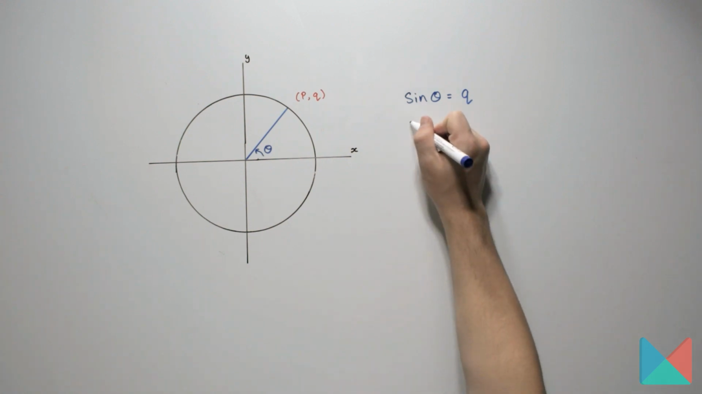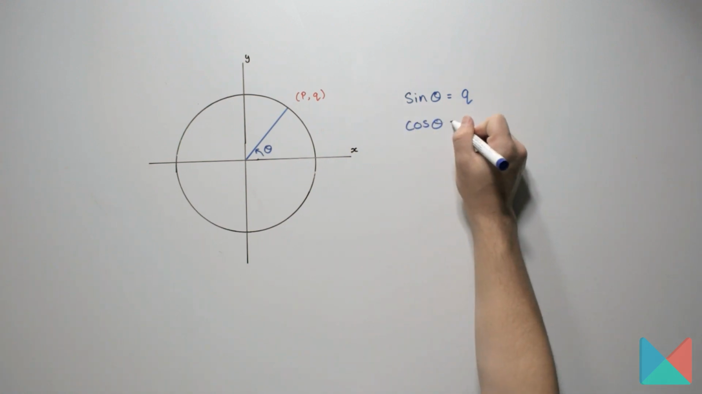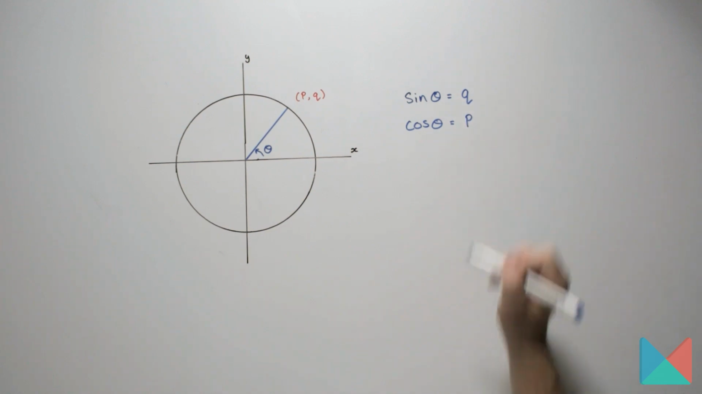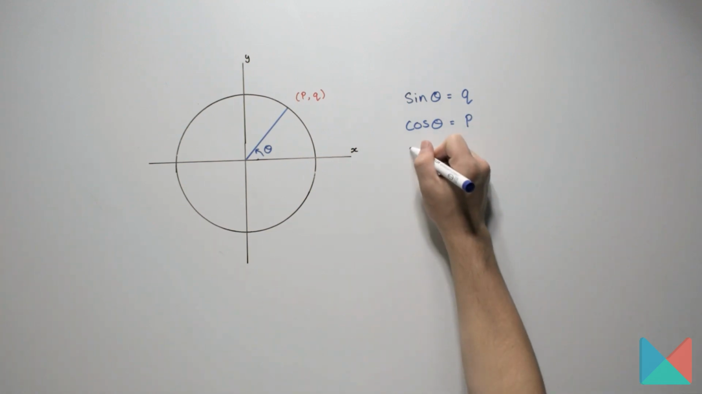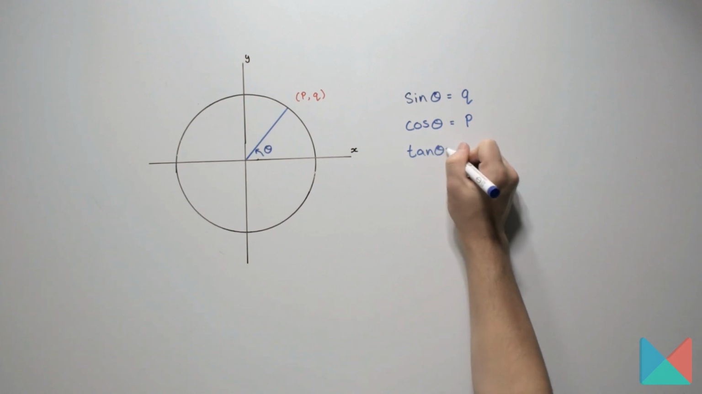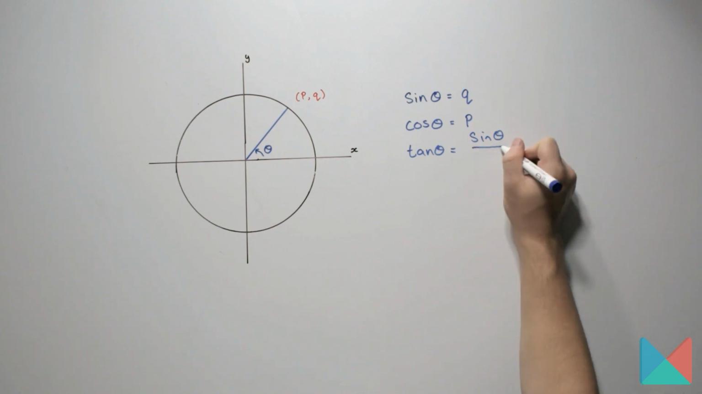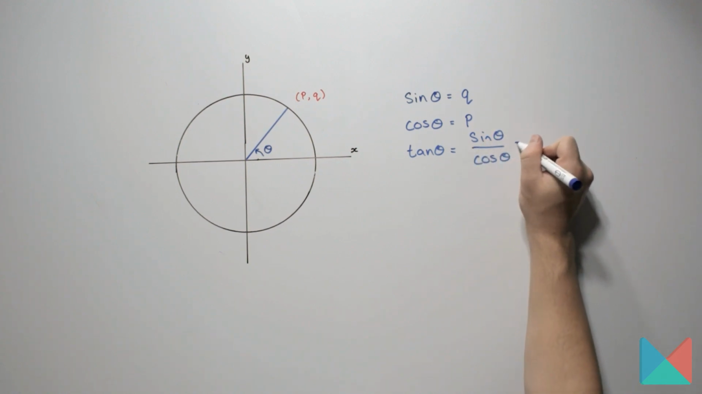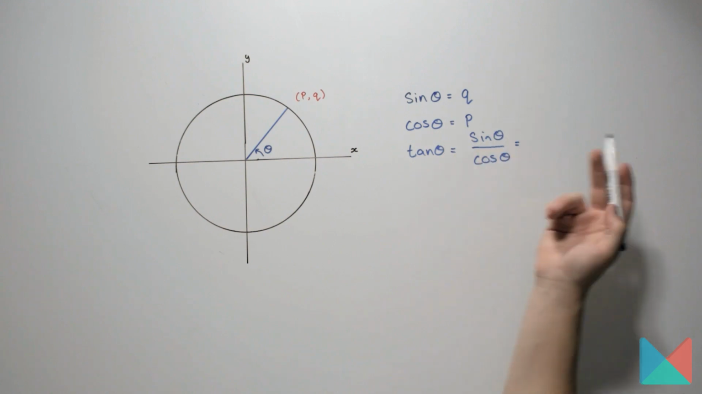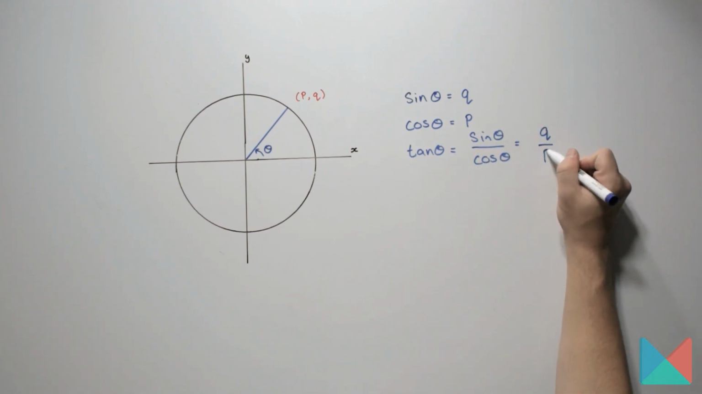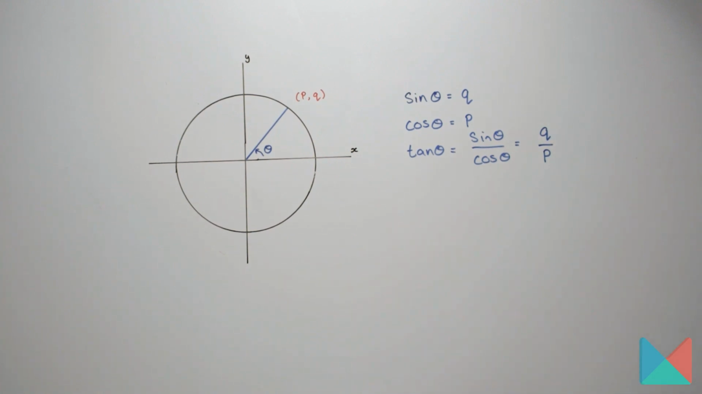And let's find what cos of theta is. Cos of theta is instead what you read off the x-axis, so it is the x component of our coordinate, which is going to be P. And tan of theta we know is related to sine and cos, being sine theta divided by cos theta. And we know that sine of theta is Q, and cos of theta is P. So we know that tan of theta is just equal to Q over P.